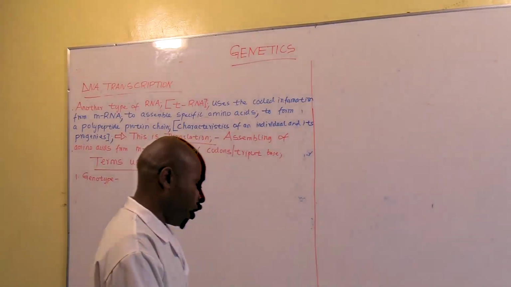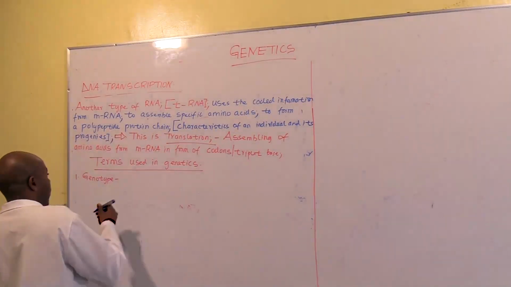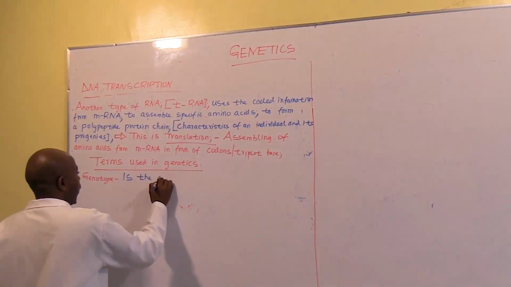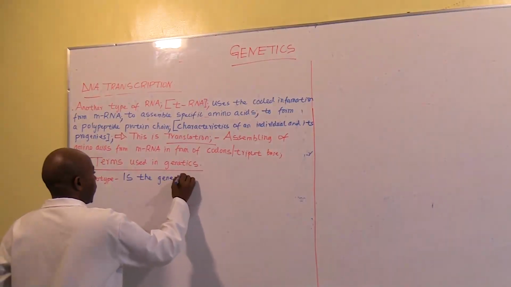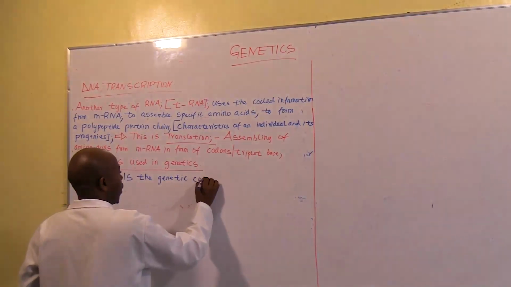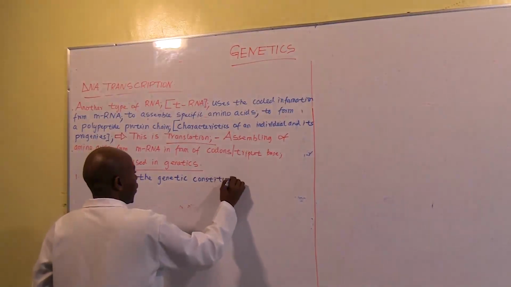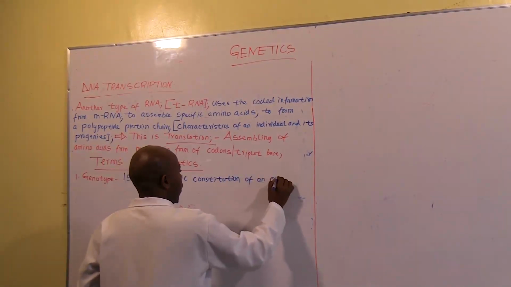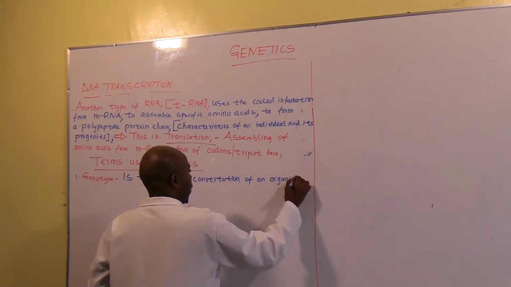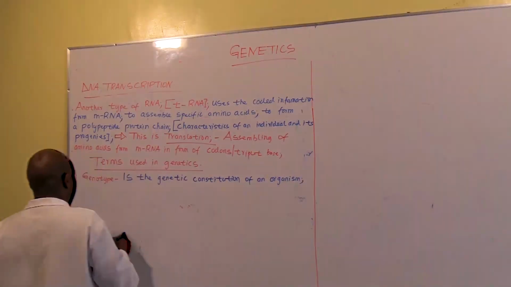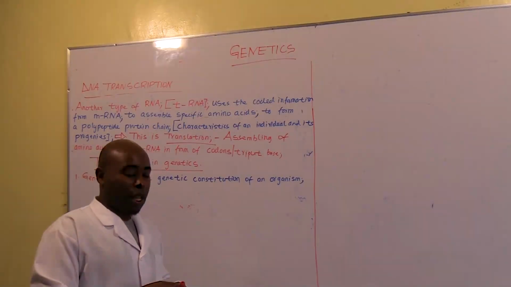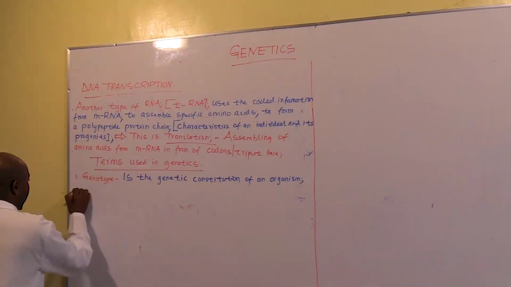So this is now the genetic constitution of an organism. Of course, it is not visible. You cannot tell the genotype of a person, not unless one uses the genetic process.